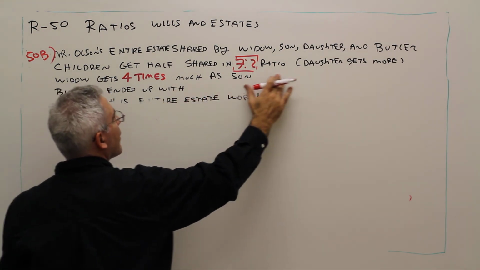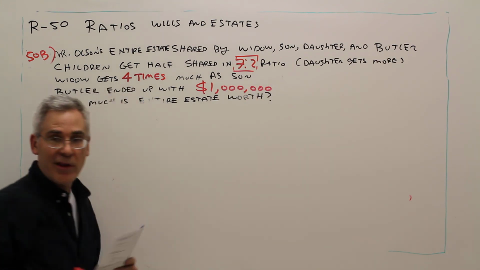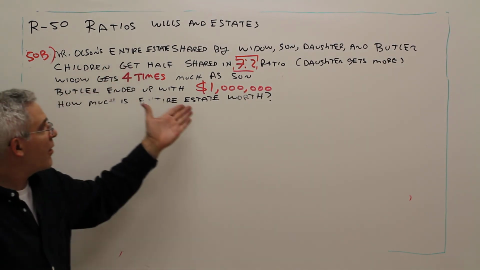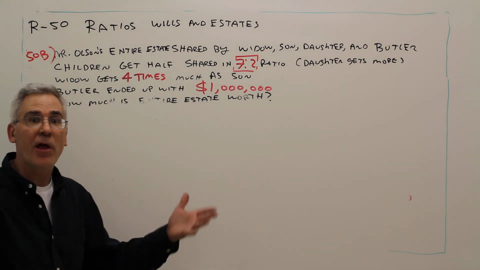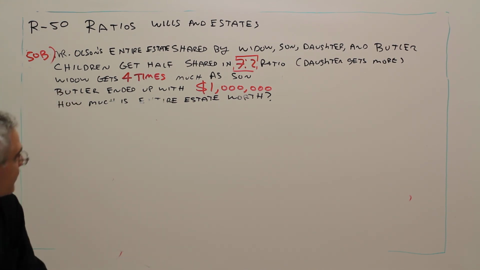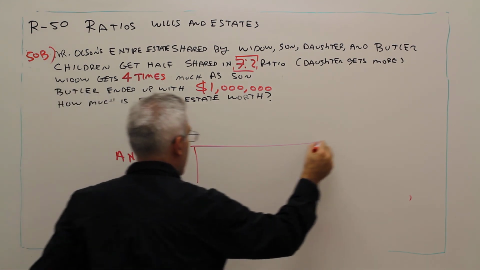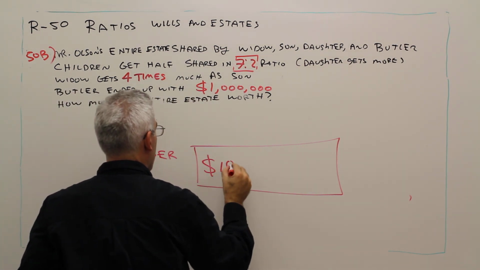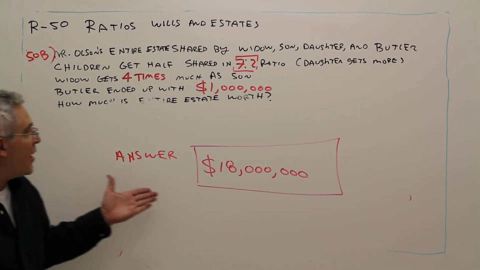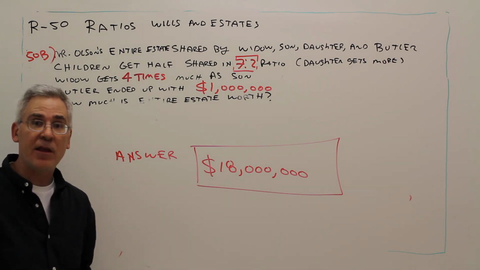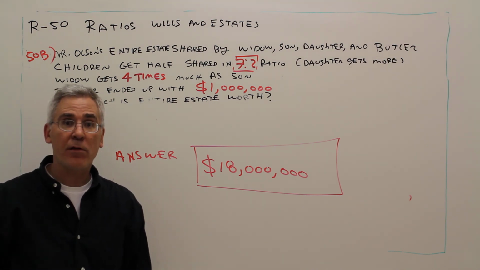And the butler, let's increase his value to $1 million. So here is the new problem. Work it out and find out how much the entire estate is worth. I'll write down the answer momentarily. For problem 50B, the answer is $18 million. And there you have it, how to work out ratios, wills, and estates.